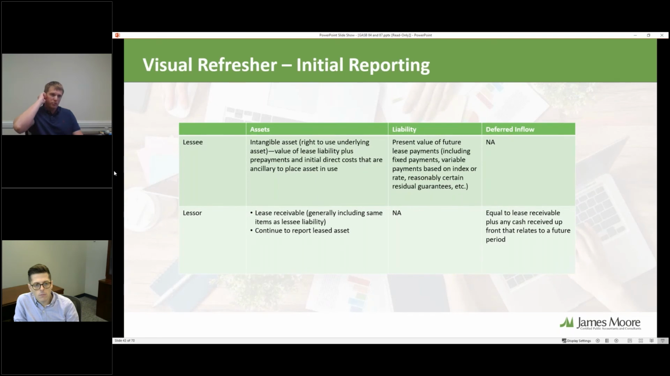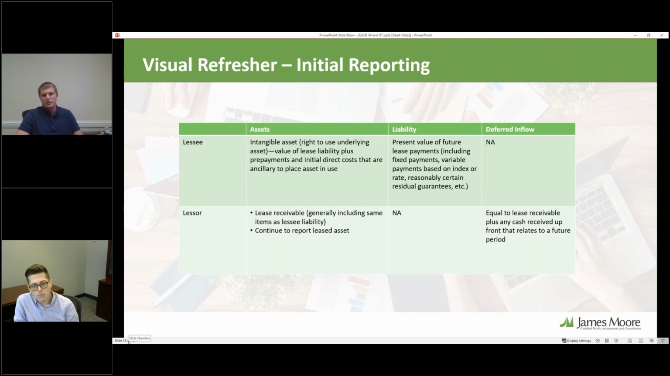All right, so moving into some of the visual refreshers. First, we're going to start with initial reporting. On the lessee side, as far as the asset goes, the lessee is going to recognize an intangible asset for the right to use the underlying asset, and it's going to be the value of the lease liability plus any of those prepayments that were made in advance or any initial direct costs that were used to get the asset placed in service. Sticking with the lessee side, they're also going to recognize a liability for the present value of future lease payments, and we're going to include all those items that we went over on the previous slides.